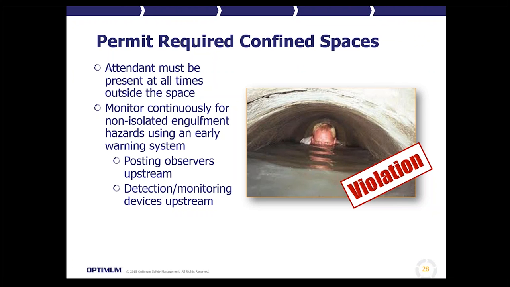There are two different ways that the standard says you can do that. You can post observers upstream, so now you've got another employee whose job is to monitor the flow of water, or you can use a detection or monitoring device upstream. Now, I've yet to find any of these devices that are commercially available. Perhaps there are, and I just have not been able to locate them. But one of these two things you have to do if you're working in a confined space that has an engulfment hazard, like in a sewer where the water can rise. As it rains in the city of Chicago especially, they've got tunnel systems where they can open gates and close gates depending on the water flow, and that water can come in there very quickly. So we need to make sure that we're monitoring that and getting people out in the event that the water levels start to rise.